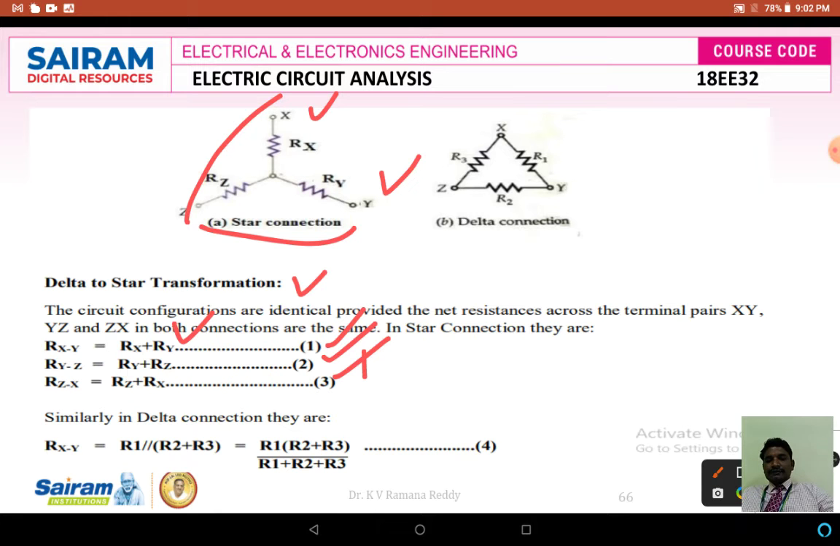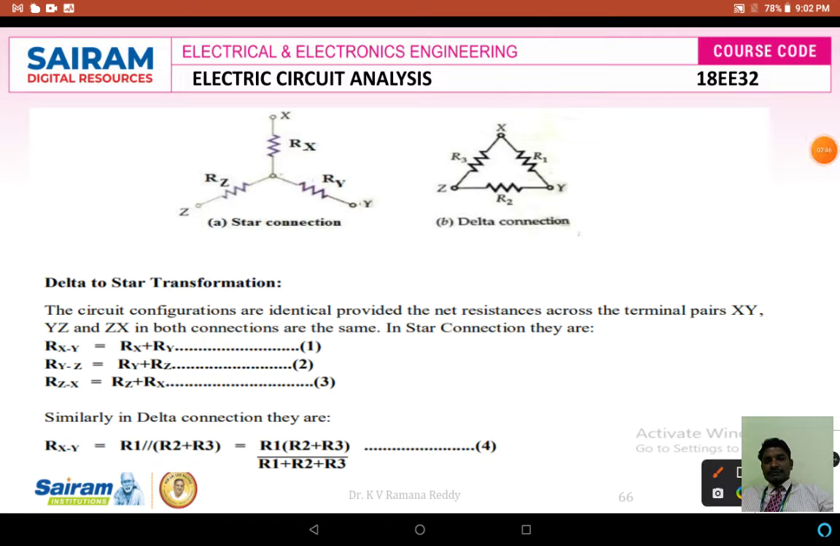Now Rxy is nothing but the resistance, and it is equal to R1 parallel with R2 plus R3, because in this delta connected shape, if I remove it separately, then R3 plus R2 is in series and again it is parallel with R1. Therefore Rxy is equal to R1 parallel with R2 plus R3. Therefore the formula is represented as equation number 4 here.